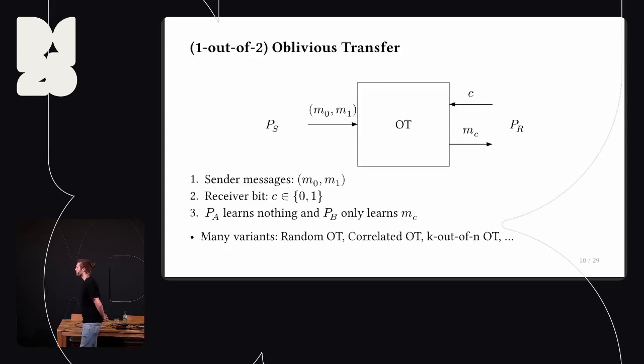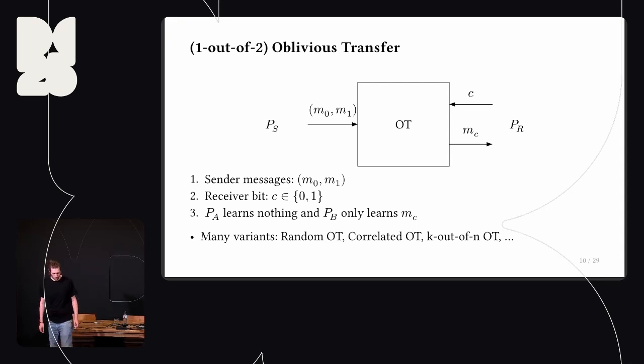So what is oblivious transfer? High level, what's the idea of the functionality? You have a sender and a receiver. The sender has two messages, M0 and M1, and the receiver has a selection bit C, which is either 0 or 1. And now basically PS sends M0 and M1, in a way, I say in a way because that's important, to PR, so that PR only learns the message which belongs to his selection bit. So if C is 1, he will only get M1 and vice versa. And PS will learn nothing, especially not the selection bit.